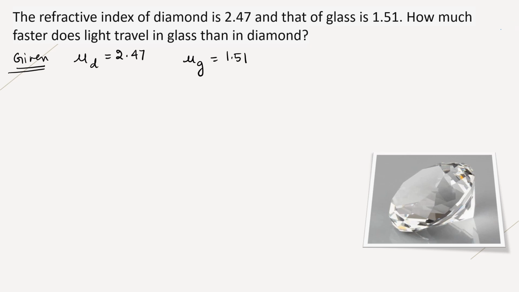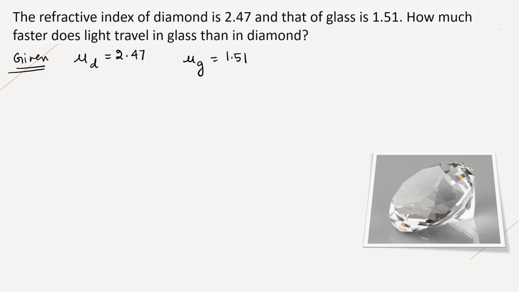Now refractive indices are given. Now the question is, how much faster does the light travel in glass than in diamond? By looking at the numbers you can just say, check the refractive indices. 2.47, the other one is 1.51. Greater the refractive index, greater is the refraction, that is bending. Greater bending implies the speed of light in that medium has decreased. So the speed of light in diamond is less compared to the speed of light in glass. You can say it by just looking at the values of refractive indices.